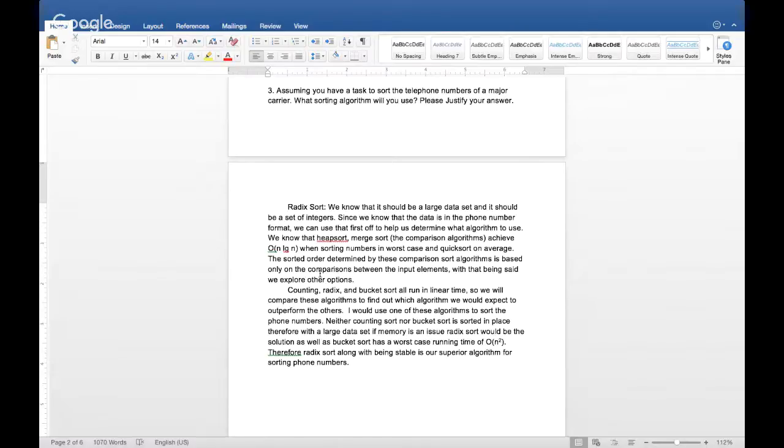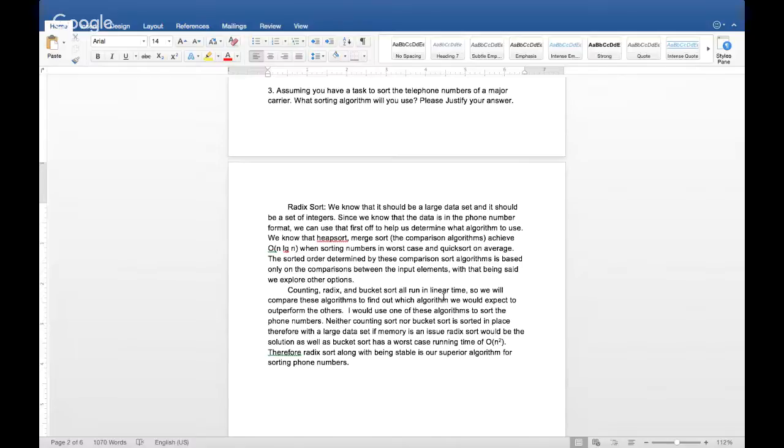So the one is compared to the next one and so forth. It doesn't have a defined order, it only depends on the elements that are inputted into the algorithm. So with that being said, I just wanted to cover that real quick. We're going to explore the other options.